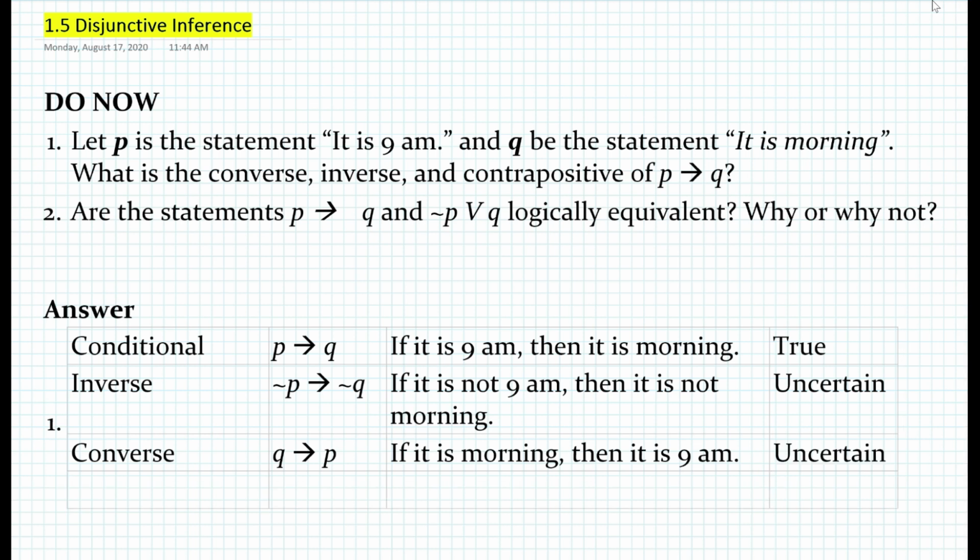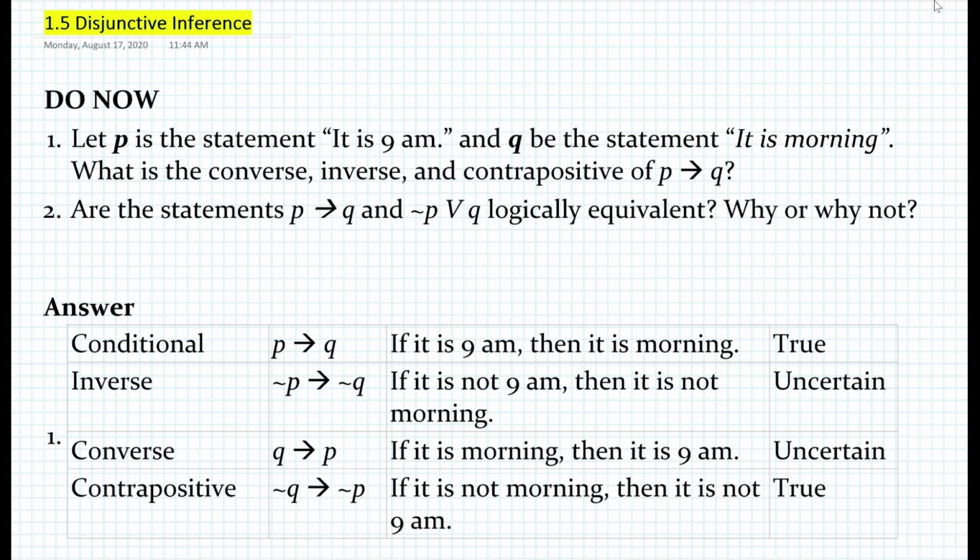Okay, so finally, let's write the contrapositive. So the contrapositive would be if it is not morning, then it is not 9 a.m. And again, this statement has to be true, right? As we learned last time, the conditional statement and the contrapositive are logically equivalent, meaning that if the conditional is true, the contrapositive must be true. But if the conditional is false, then the contrapositive is false as well. Okay? So that's basically the summary of what we did in the previous lesson.